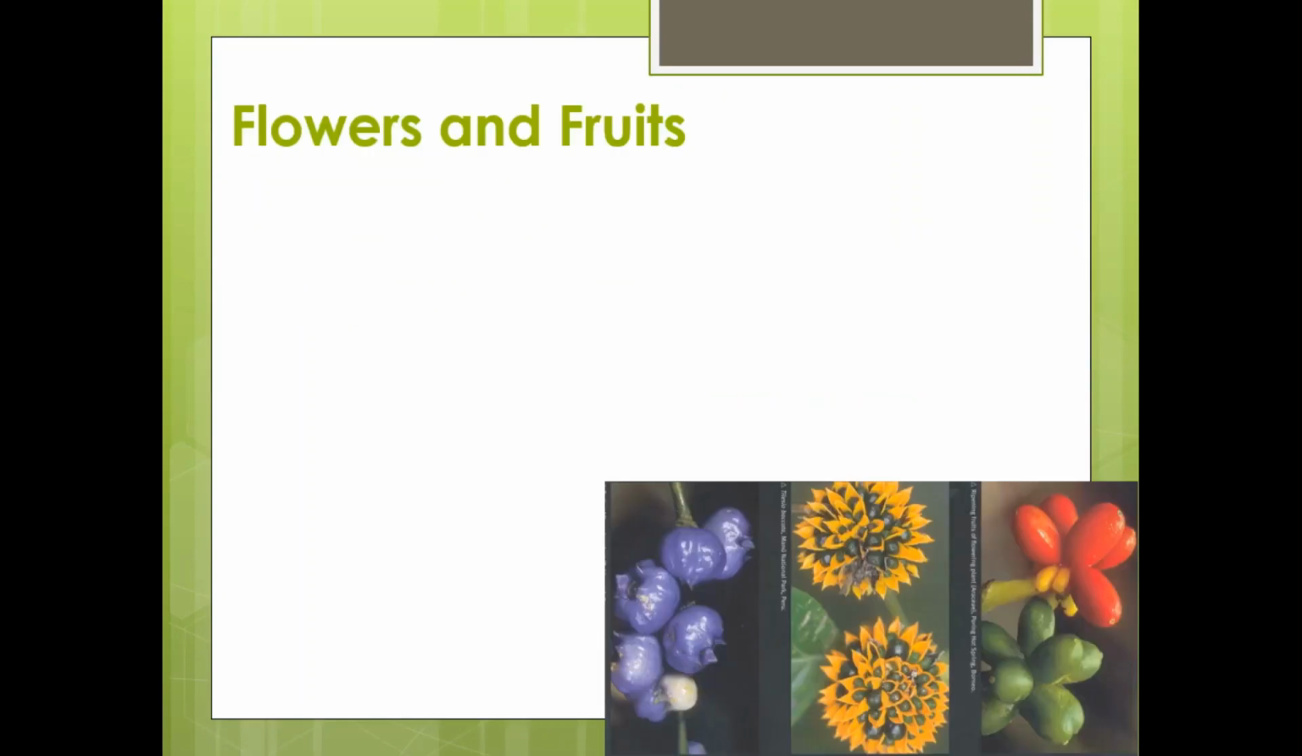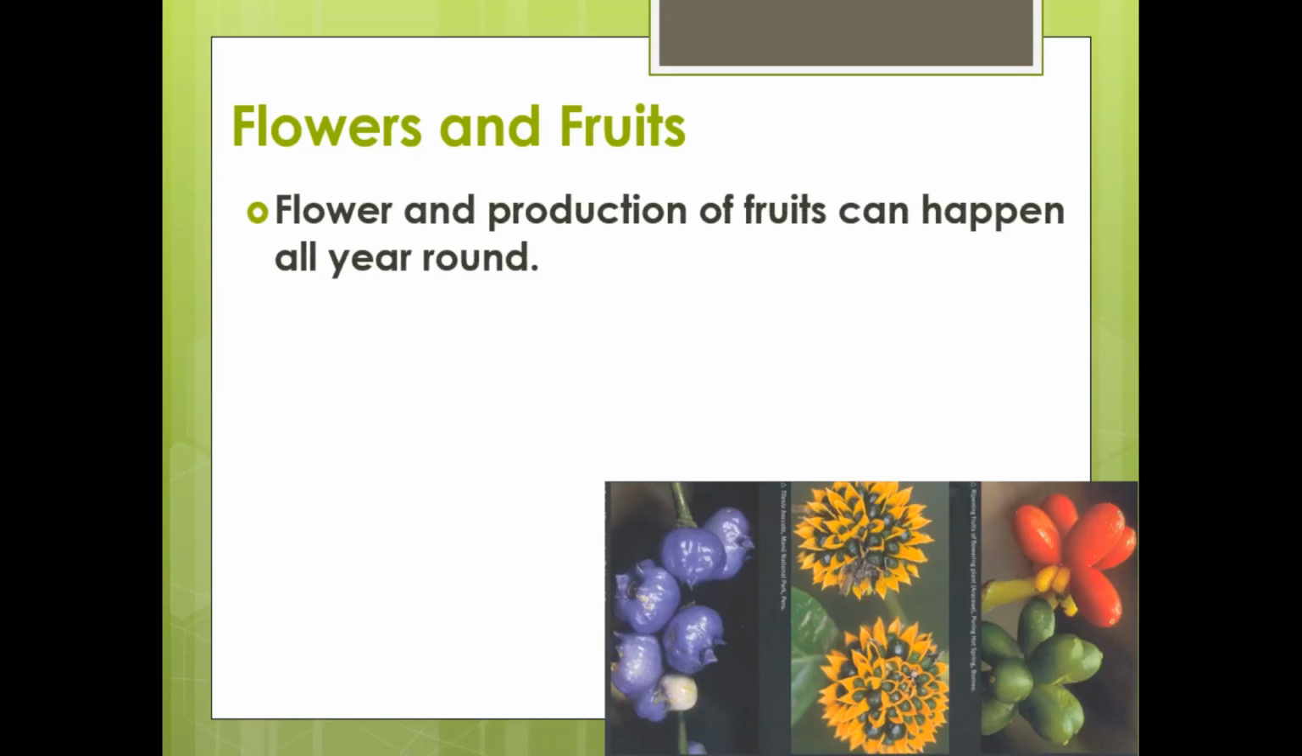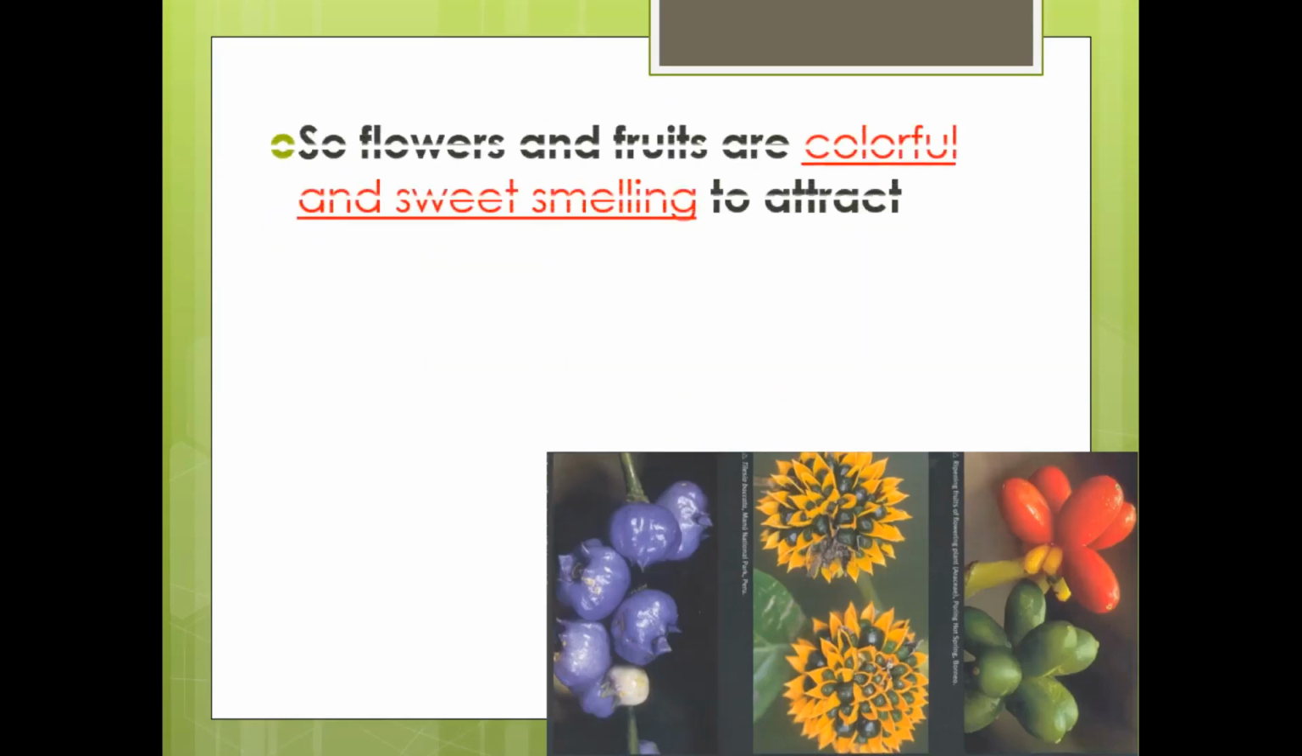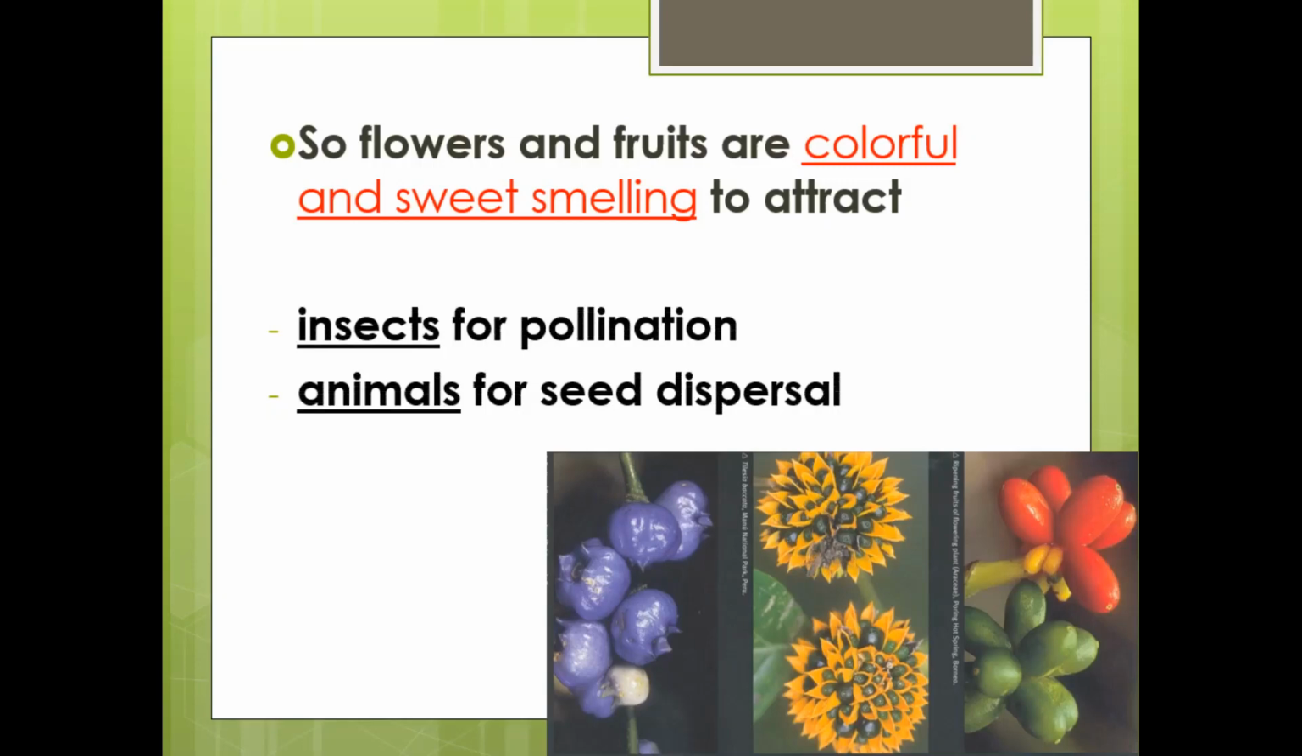Now, flowers and fruits. The flower and fruit can happen all year round. It's not seasonal. However, the still air below the canopy layer does not allow for pollination to be carried by wind. Therefore, the pollination is done in another way, and that's why you see many colorful fruits and flowers, because pollination is done by insects or animals.